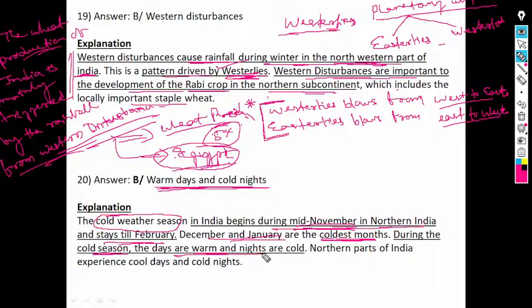The days are warm and nights are cold. Northern part of India experiences cool days and cold nights.